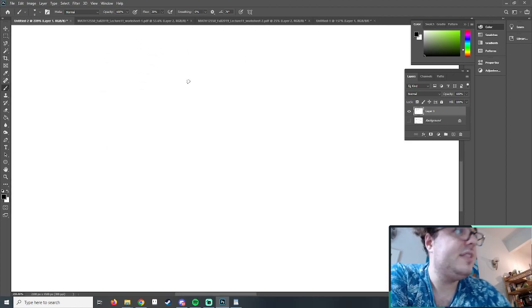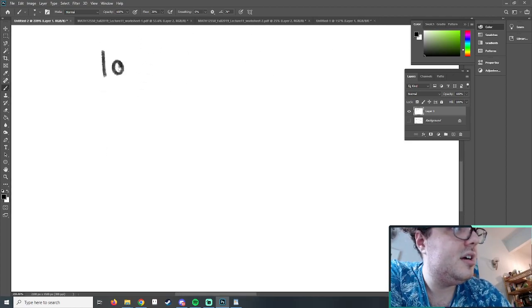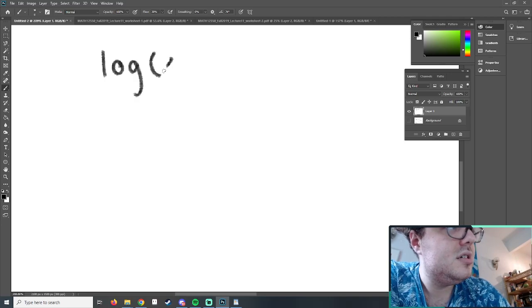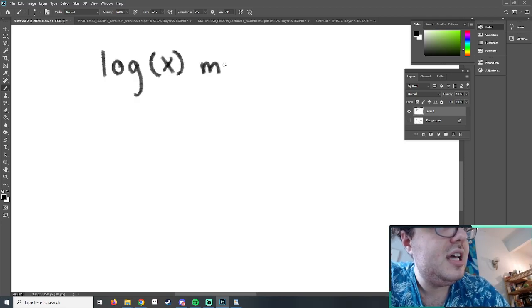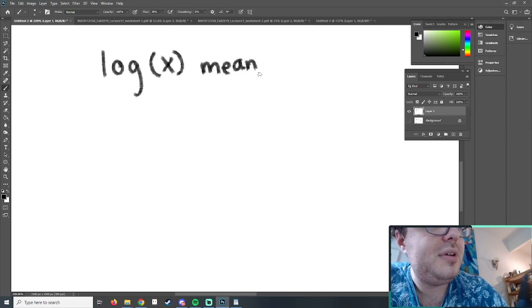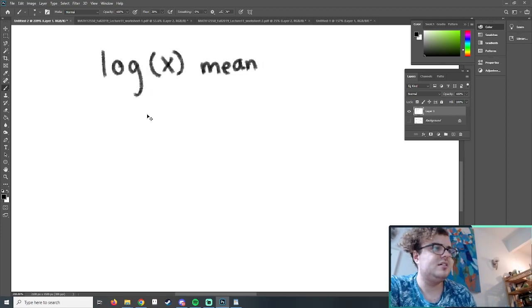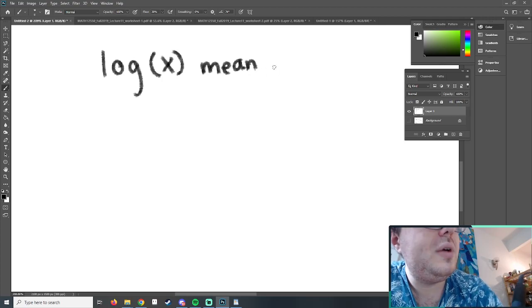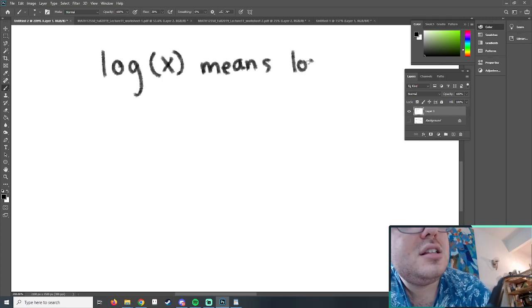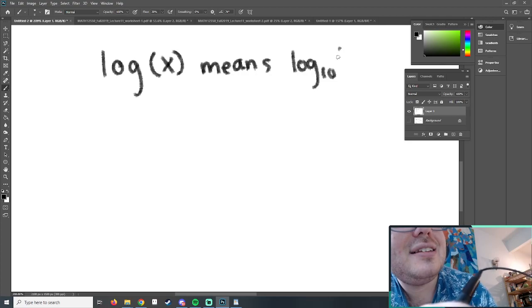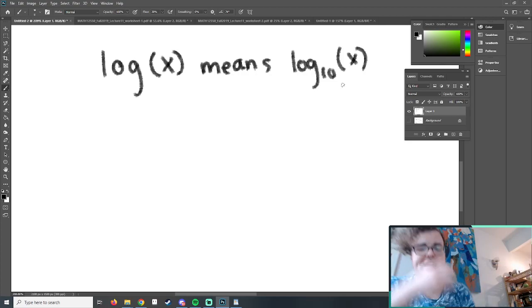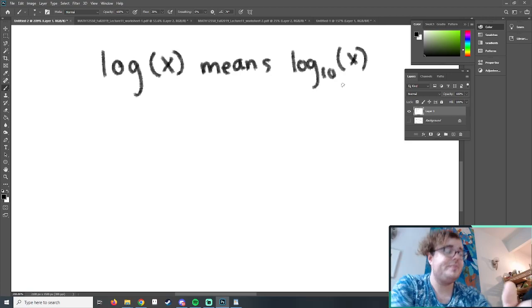So, if you see log, but with no base, there's no number written there, that always means log base 10. This of x thing just means of anything, right? So log means log base 10 if you don't see a base.